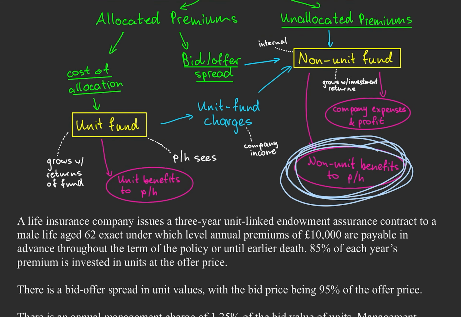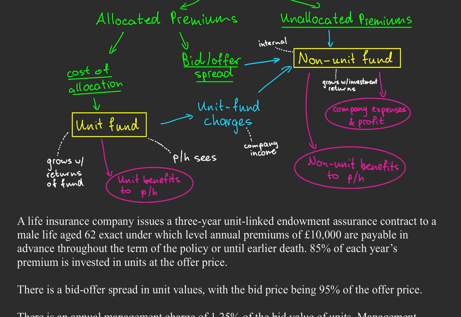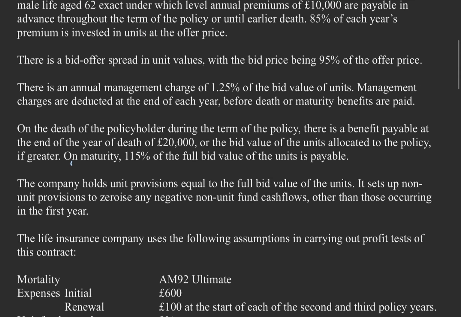If there are potential non-unit benefits that need to be paid to the policyholder, this is a prime example of that. We're going to have to pay out of the non-unit fund to subsidize these benefits that the policyholder will be getting, because the 15% here is above and beyond what's sitting in the unit fund.